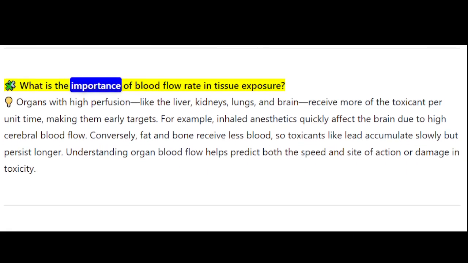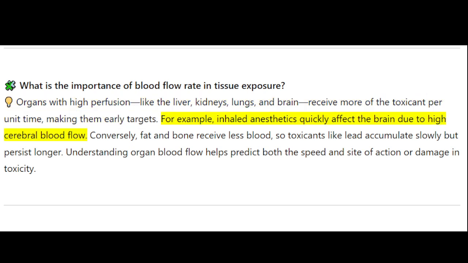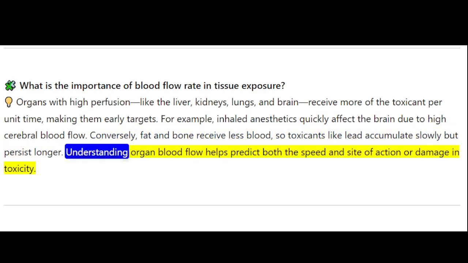What is the importance of blood flow rate in tissue exposure? Organs with high perfusion like the liver, kidneys, lungs, and brain receive more of the toxicant per unit time, making them early targets. For example, inhaled anesthetics quickly affect the brain due to high cerebral blood flow. Conversely, fat and bone receive less blood, so toxicants like lead accumulate slowly but persist longer. Understanding organ blood flow helps predict both the speed and site of action or damaging toxicity.